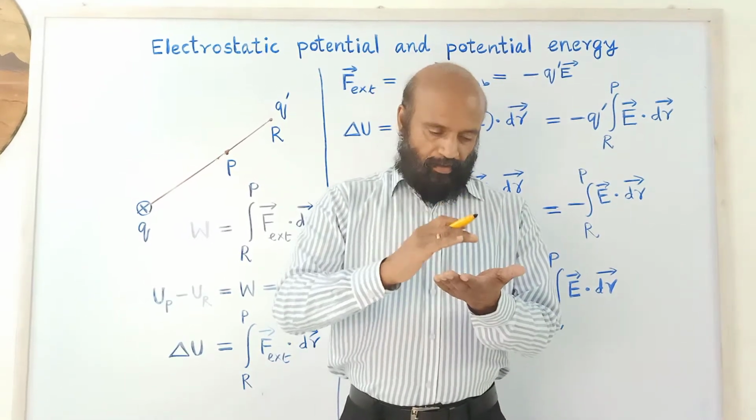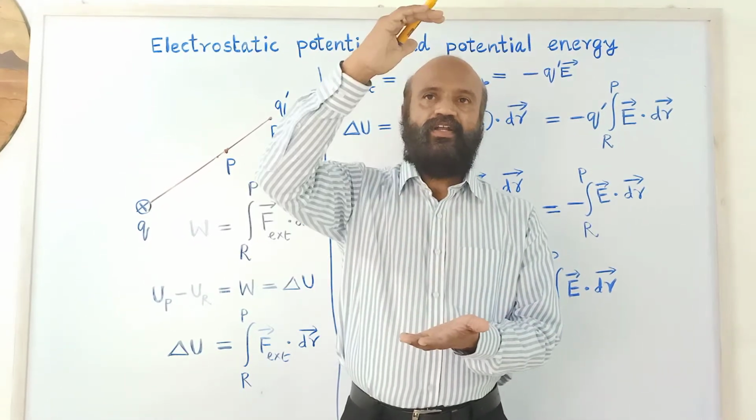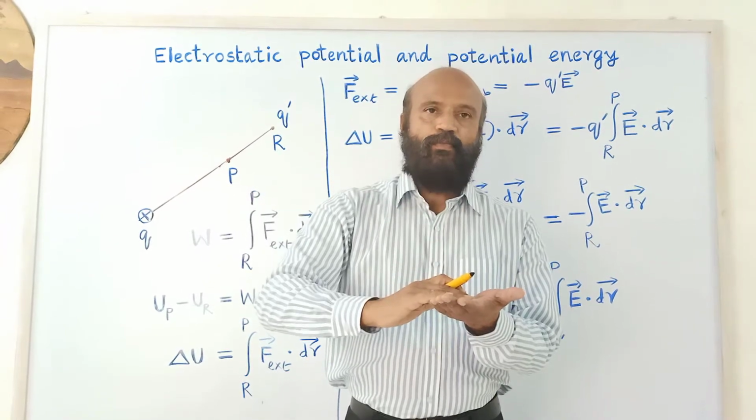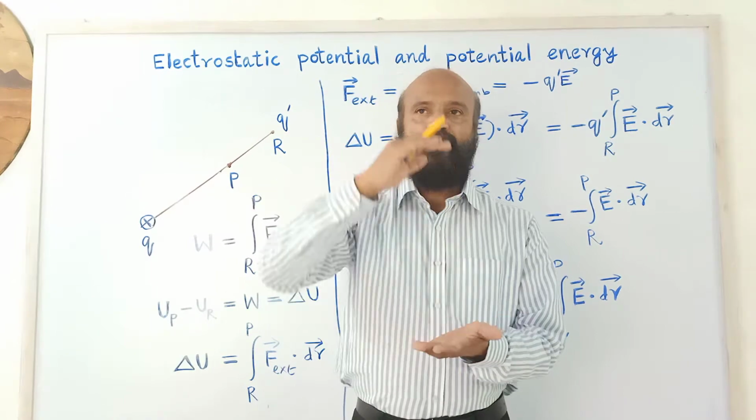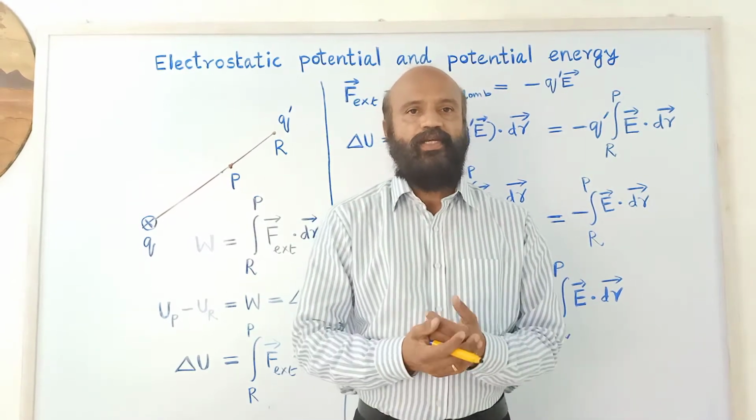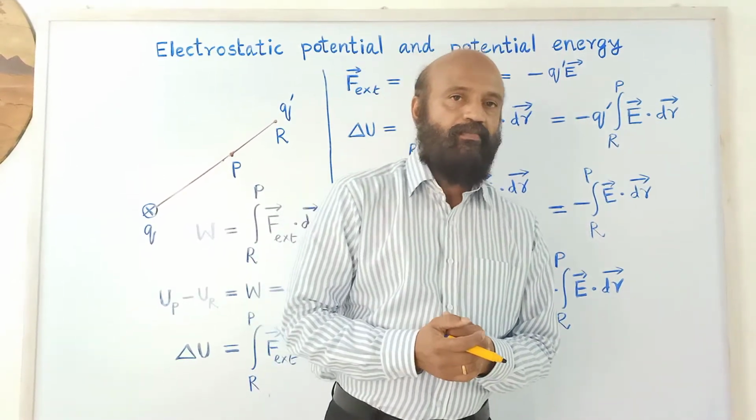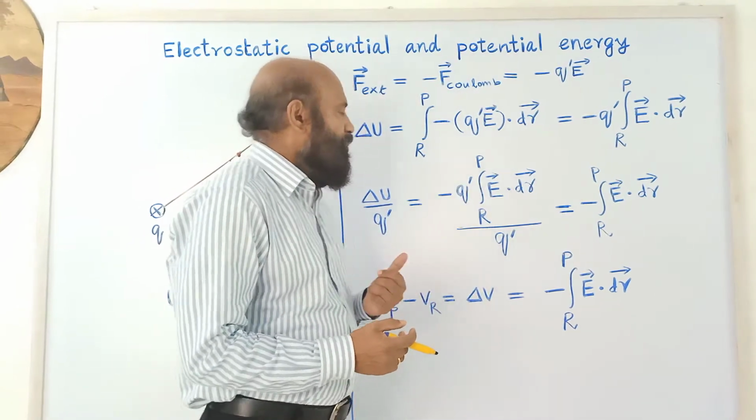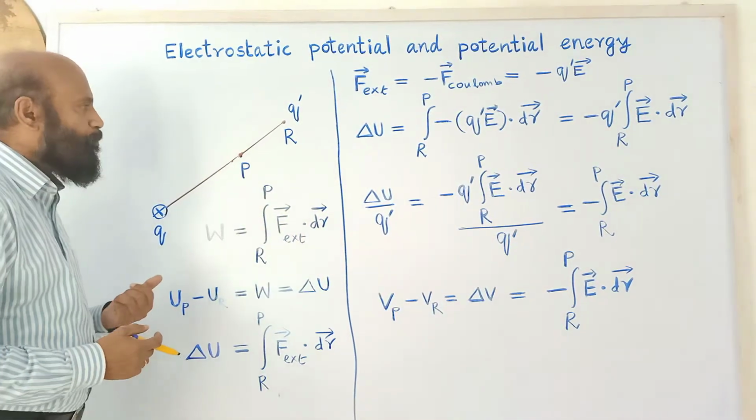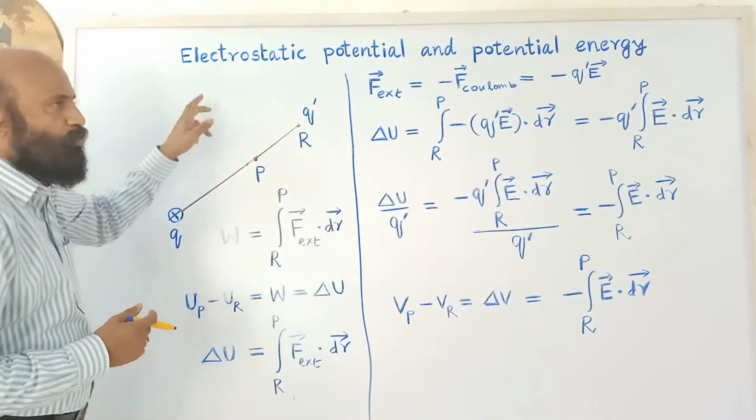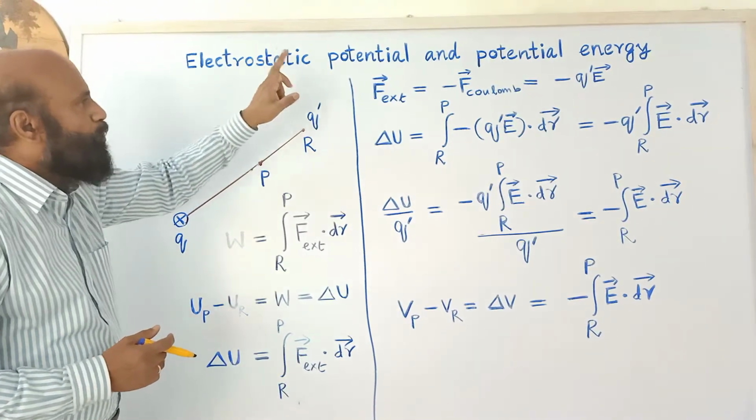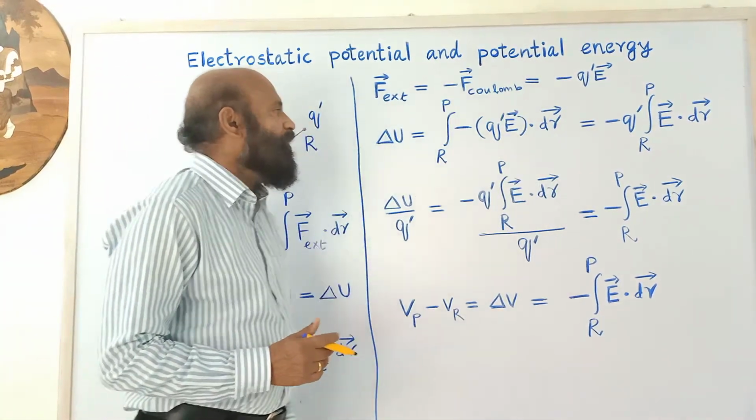So in gravitational field, different points are at a different potential. This is at a lower potential, this is at a higher potential. So to move a body from one point to another point, work is to be done. In a similar manner, in an electric field, different points are at a different electric potential. Now today we will see electrostatic potential and potential energy.